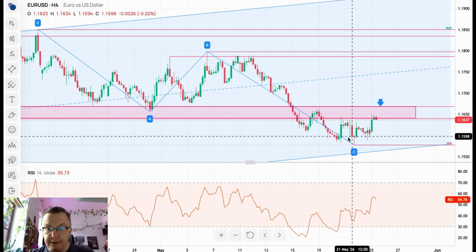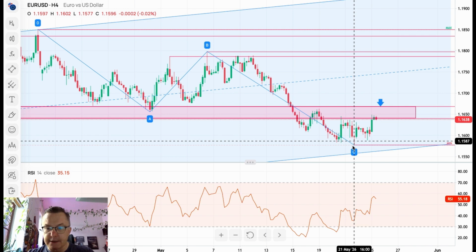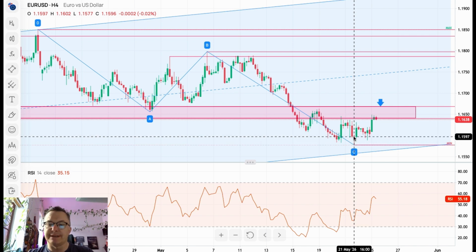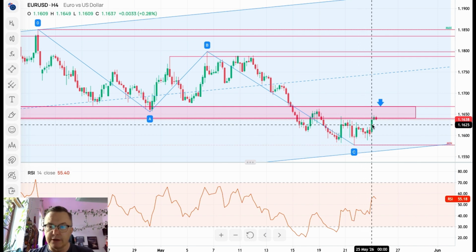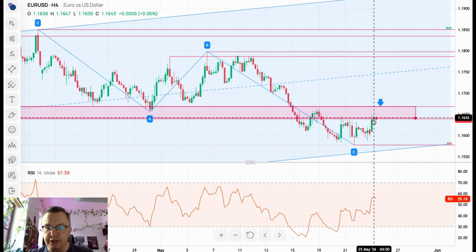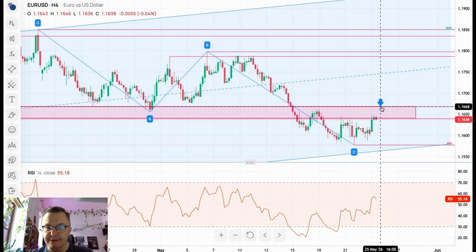We have a very nice pin bar here. This is a classical pin bar that is showing us that someone is apparently buying the dip, and now the market is trying to move higher. We just hit the supply zone. And the situation here is very interesting, because any breakout above the supply zone, especially above 1.1669, is basically bullish.